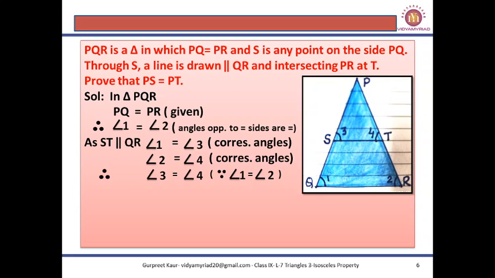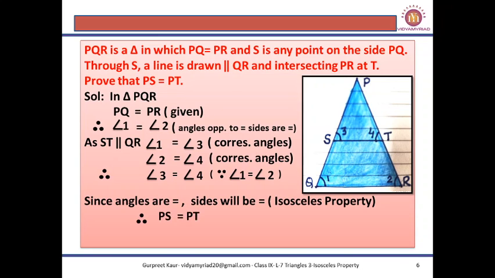Now if you see, where are 3 and 4? 3 and 4 are the angles in the triangle PST, and if the angles are equal, therefore the sides will also be equal. So we can say that since the angles are equal, sides will be equal, isosceles property. Therefore PS is equal to PT.